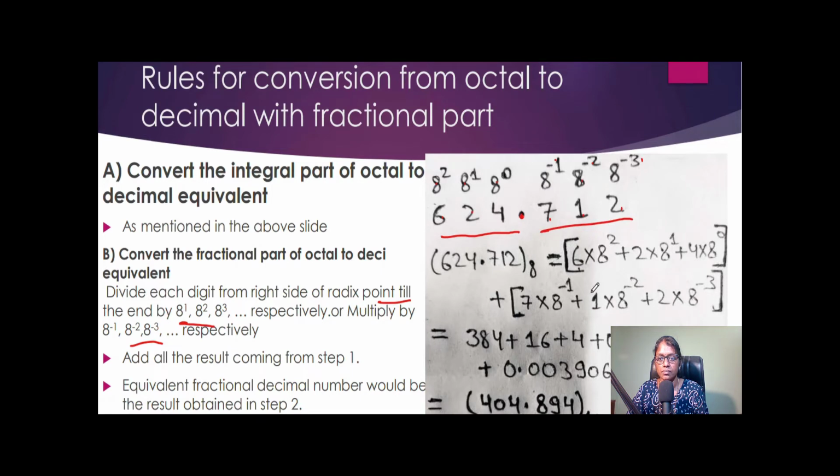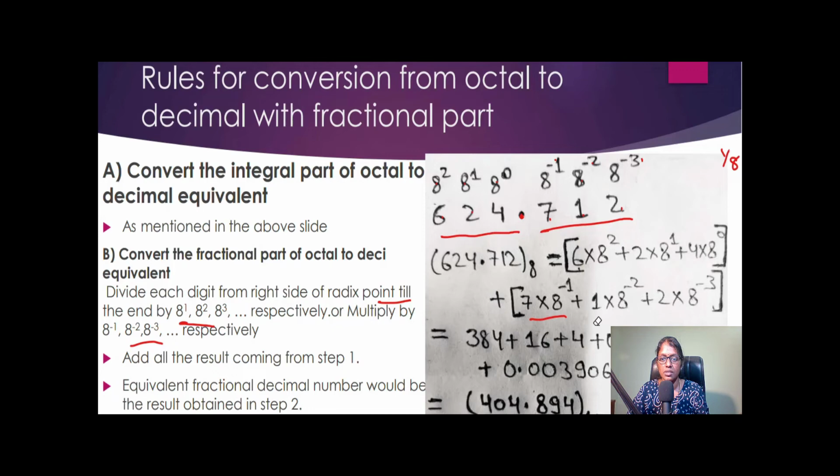Okay, 7 into 8 power minus 1. 8 power minus 1 is just 1 by 8. So 7 into 1 by 8 is 0.875. You just calculate it and multiply it. That's it. 1 by 8, 1 by 64, 1 by 64 into 8.